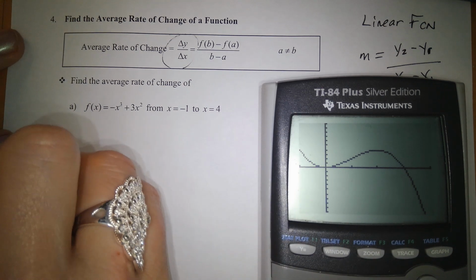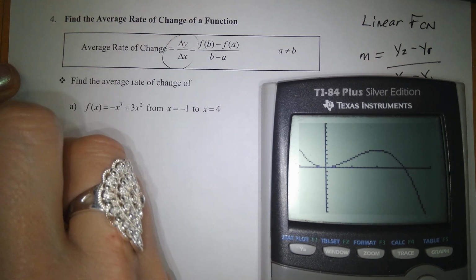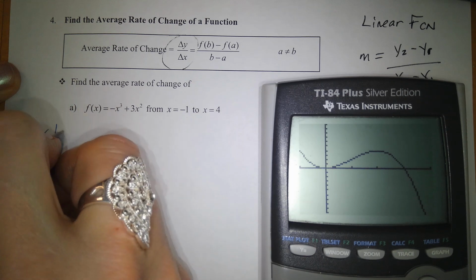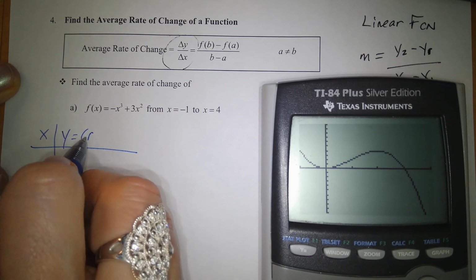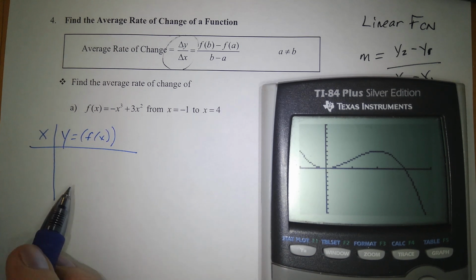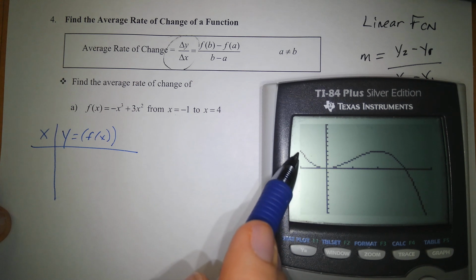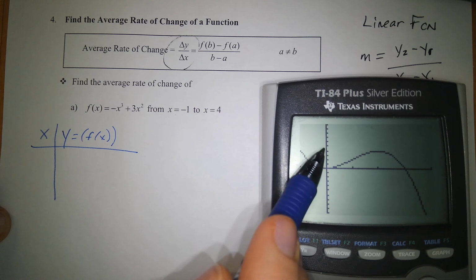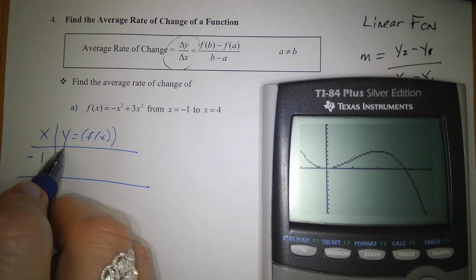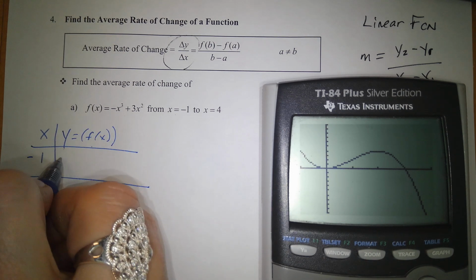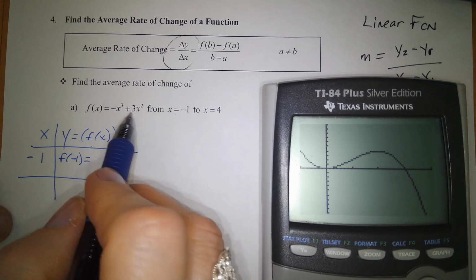So over here, what we're going to do is we're going to have to find those 2 individual points. In order to find the average rate of change, we have to find 2 points. So we're looking for an x and a y. But remember, y is equal to f of x. Okay? So the first thing we're going to do is we're going to start at -1. So this point over here, let's find its y value. So when x is -1, let's find the y value. So we take f of -1 and we plug -1 into the original function.